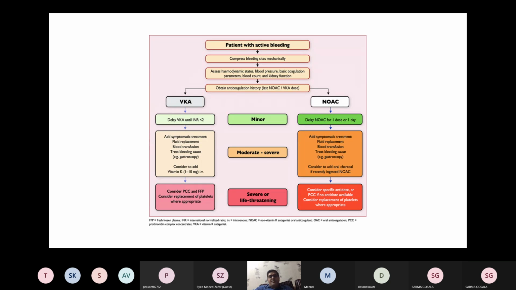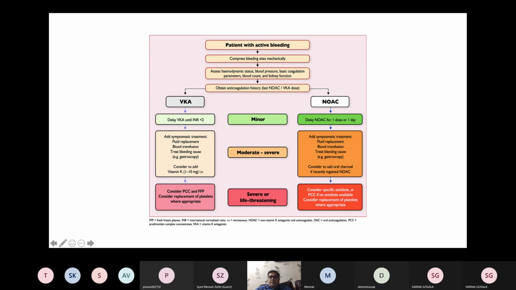So what do you do when you have a patient on dabigatran or any other anticoagulant, or a NOAC? Look at the site of bleeding, assess hemodynamic status, blood pressure, basic parameters, blood count, kidney function. History is very important: what are they on, whether it's a NOAC or something else, and what is the dose of the NOAC? If it is just a minor bleed, delay the NOAC for one dose or one day.